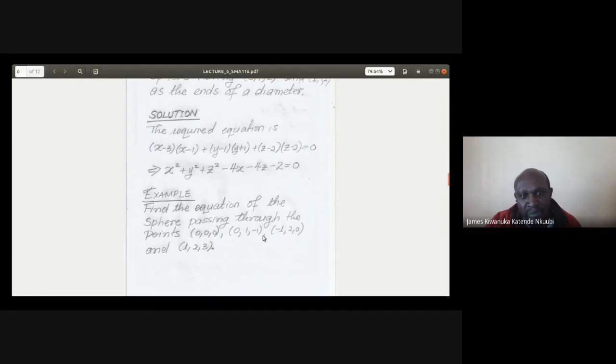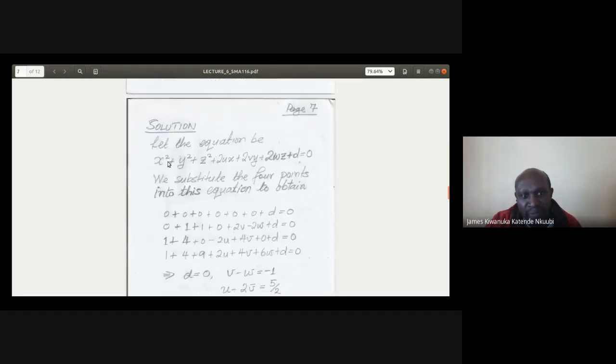So we will answer it as follows. We set up an equation of a sphere. The equation of a sphere will look like this. We don't know what the values of u, v, w, and d are, but we will try to find them. We use the fact that the points are on the sphere. So if you substitute the first point, which is (0, 0, 0), everything here will be 0 except d. So that's what you have. If you take the other points and put them in the equation sequentially, you end up with these 4 equations.